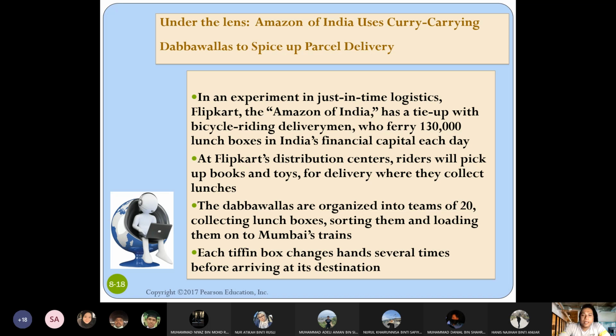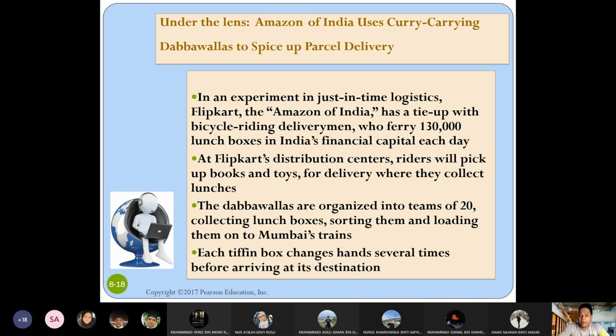All right, so the next one we have is the case of Amazon. Amazon of India uses carrying Dabawallas to spice up parcel delivery. This is in terms of parcel delivery, how they can use logistics, especially in India, because India is a big country, and how they can distribute the products if the consumer uses Amazon. So in an experiment in just-in-time logistics, or JIT, Flipkart, the Amazon of India, has a tie-up with bicycle-riding delivery men, who ferry 130,000 lunch boxes in India's financial capital each day.